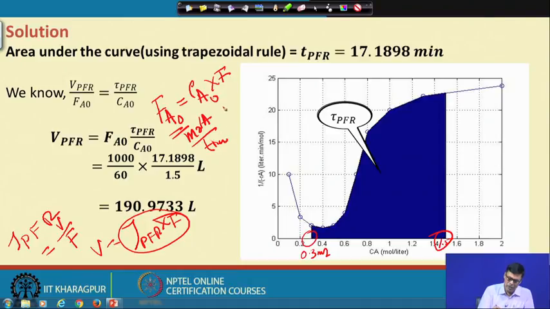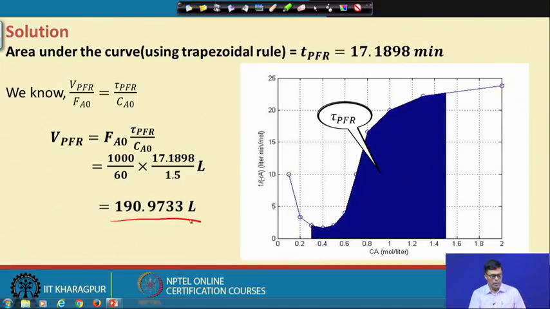So this is equal to mole of A per unit volume, times volume per unit time. So the volume will cancel, leaving mole of A per unit time. So it is like this. If you divide by this, you will get the volume, the same thing. So volume V by F equals tau of the plug flow reactor. Similarly we calculate here and find that the volume of the plug flow reactor is coming to 190.97 liters. This is how we can calculate.